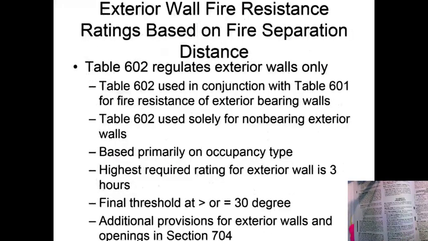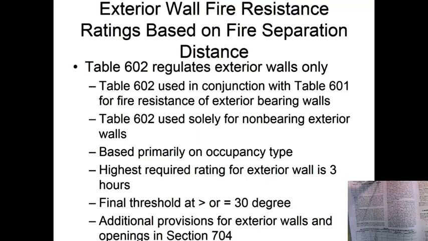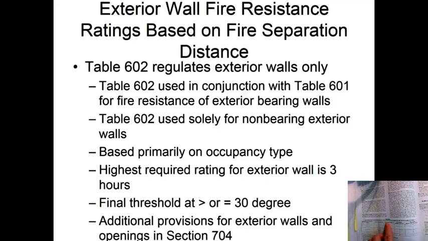Okay, exterior wall fire resistant ratings. They're based on fire separation distance. So a lot of times if you look at table 602, we go over here to table 602. This is the exterior rating, and if you look back, it's located, table right here, 602, page 108 in the IBC 2012. It's talking about the distance that you can have from one exterior wall that's fire rated to another one.